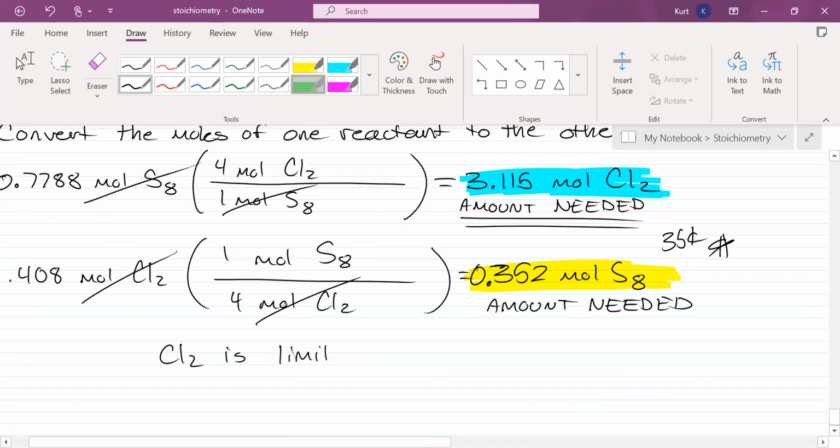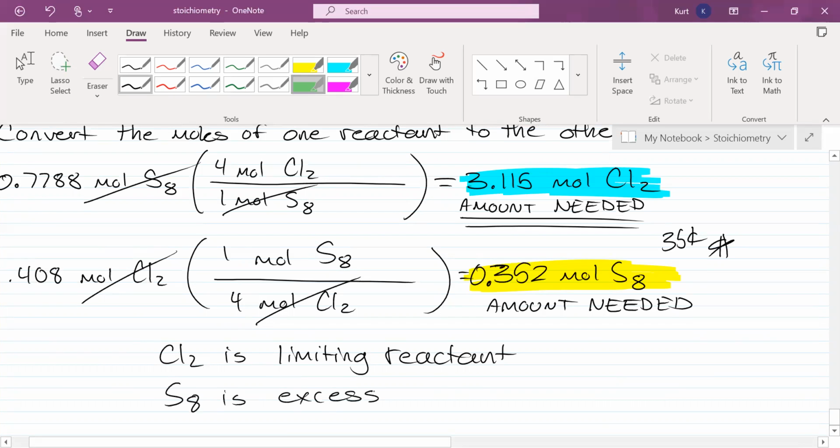Yes, Arshan. So if you have the perfect amount, like 0.778 S8 and 3.115 Cl2, would there be no limiting reactant? You would say that both are the limiting reactant, and they will run out at the same time.